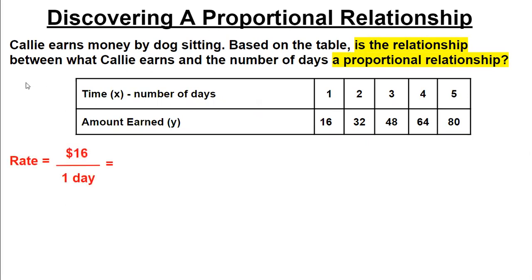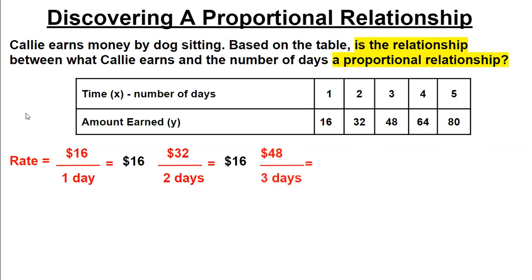Let's put up our rate. So based on the rate, we get $16 in 1 day. We know this is the unit rate because 1 is on the bottom. Let's see if it's proportional. So 16 over 1 equals 16. Let's try 32 over 2. What does 32 divided by 2 equal? You can use your calculator if you want, or you can know in your head it's $16, right?